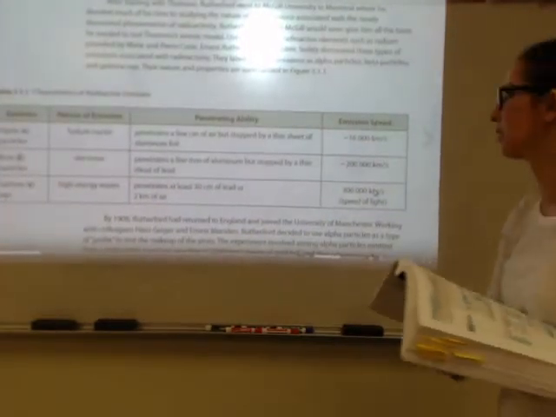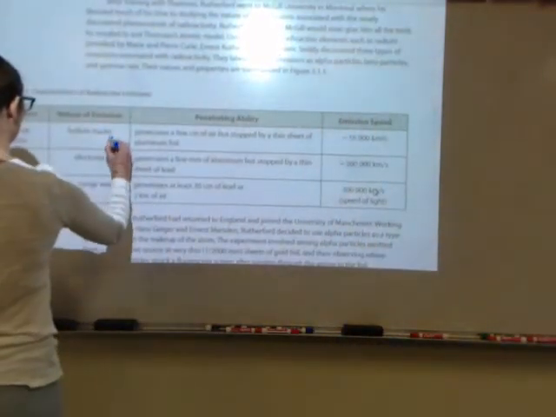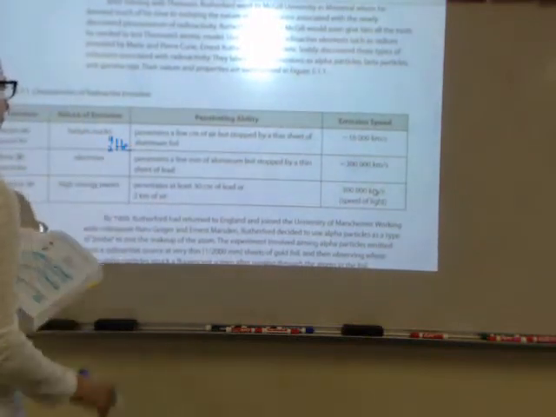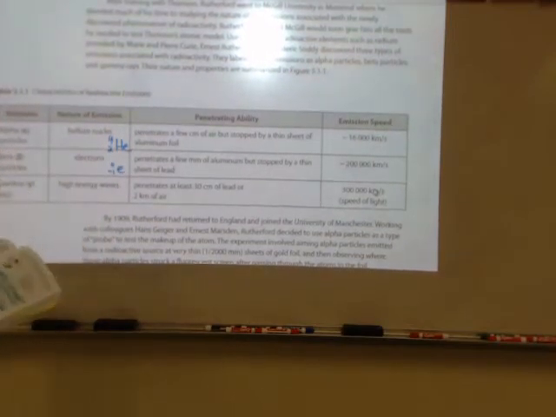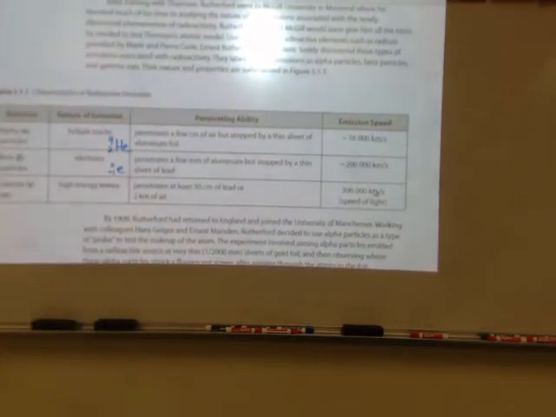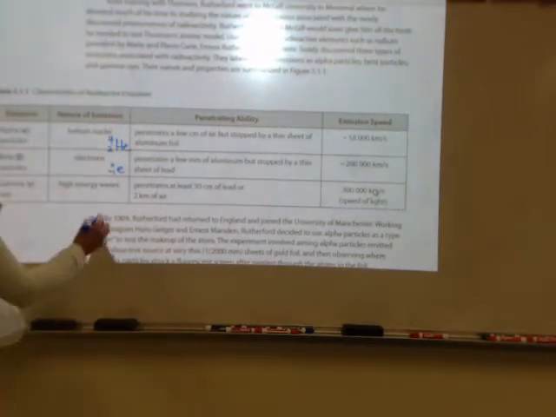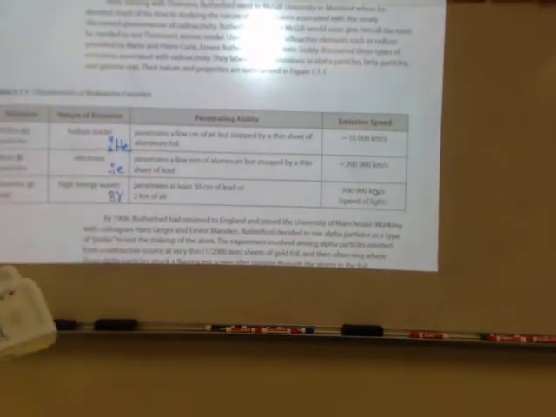Alpha particles are helium nuclei. Their symbol is this here. And they penetrate a few centimeters of air, but you could stop them with a thin sheet of aluminum foil. Beta particles are high-speed electrons. They penetrate a few millimeters of aluminum, but you can stop them with a thin sheet of lead. That symbol looks like this. And then gamma rays are not particles. They are not matter. They're high-energy waves. They penetrate about 30 centimeters of lead or 2 kilometers of air. And this is the symbol for a gamma ray.